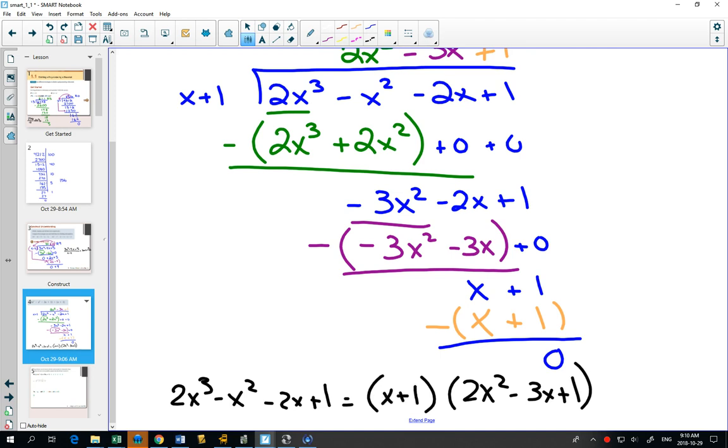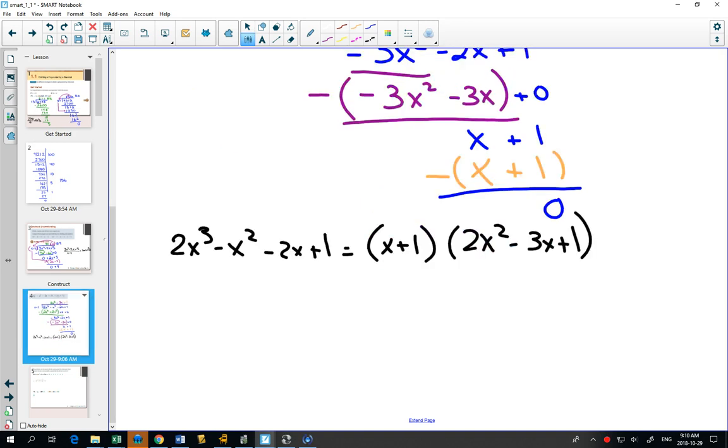This means that 2x cubed minus x squared minus 2x plus 1 works out perfectly to be x plus 1 times 2x squared minus 3x plus 1. Which is cool, because what have we done to 2x cubed minus x squared minus 2x plus 1? What's another way of calling this? We factored. We factored an x cubed equation. Can you see where this unit is leading? We're going to factor things bigger than we factored before.